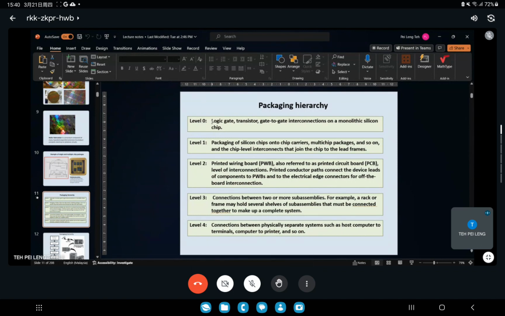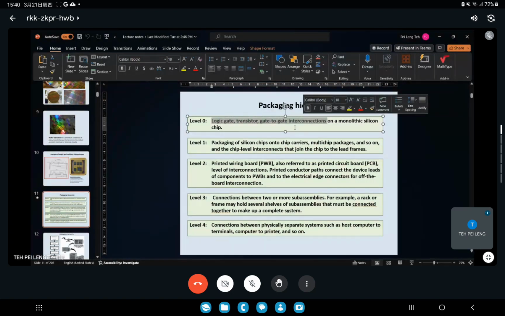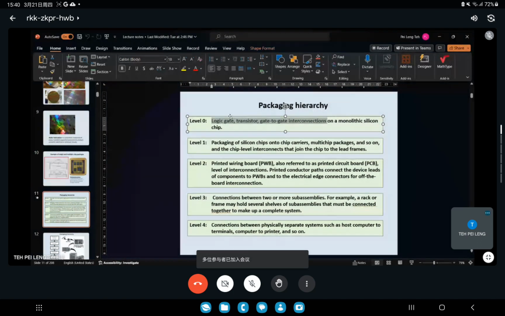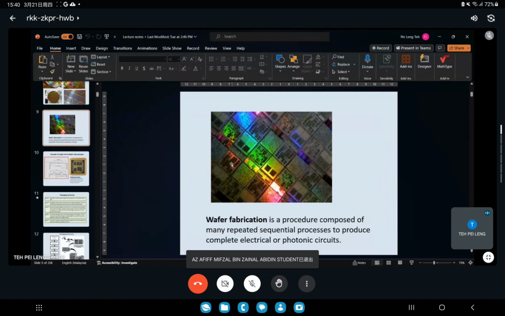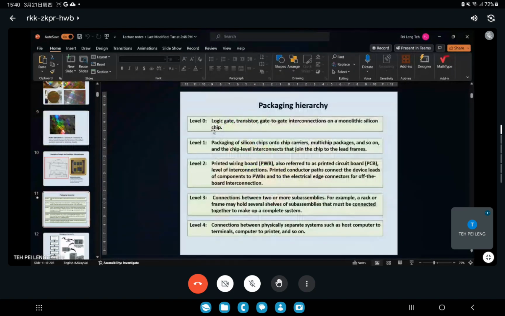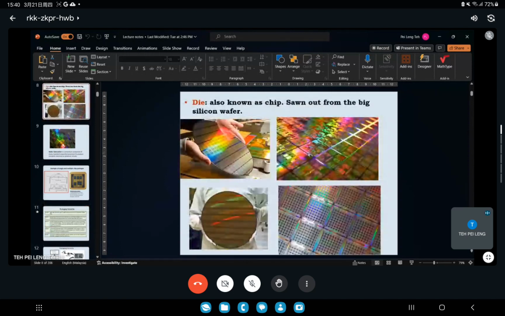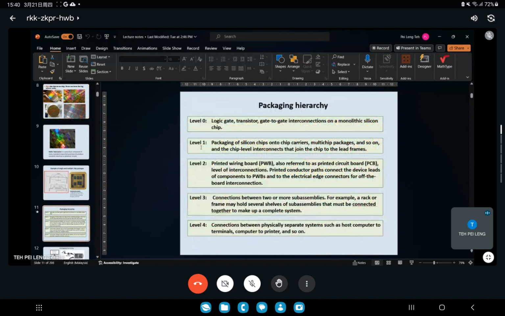So level 0, what is this? This is on the chip level. It means they design the circuit. These are all the design. Wafer fabrication, this is what we call level 0. Logic gate, transistor, gate-to-gate interconnection on a monolithic silicon chip. So this is all the design on this chip. This is level 0.